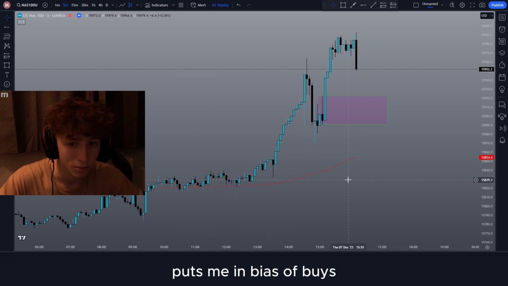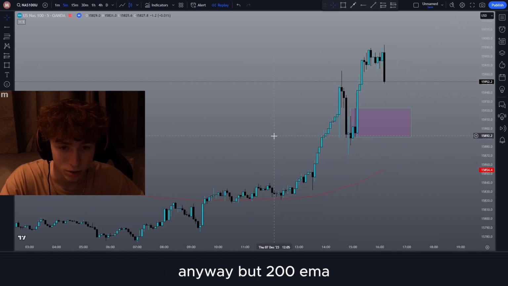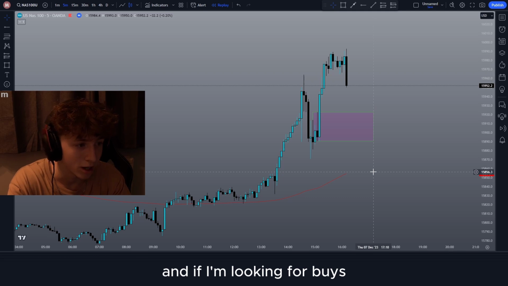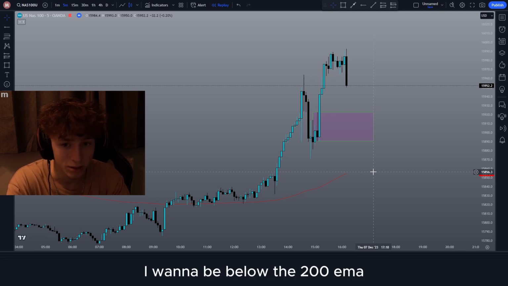That instantly puts me on bias of buys because it means we're trending upwards. I mean, you can pretty easily see that anyway, but the 200 EMA is just a really nice confluence for me. It's the only indicator I use. And if I'm looking for buys, I want to be above the 200 EMA. If I'm looking for sells, I want to be below the 200 EMA. That's literally all it is.